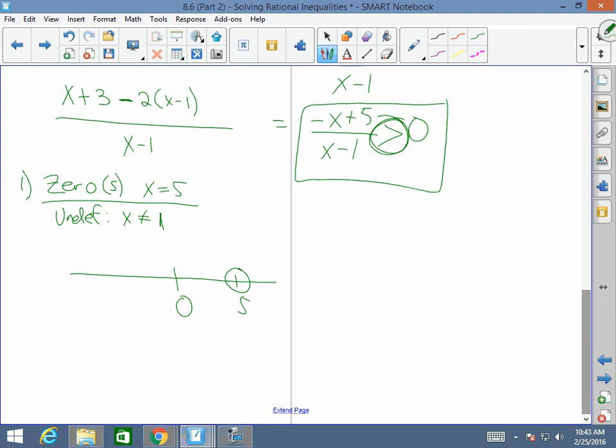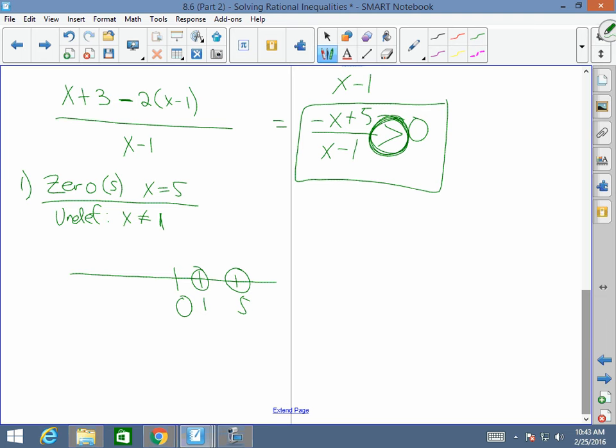And then my undefined value is 1. So I got a 1 here, and that is also an open circle. X cannot be 1 or 5 in this particular case. Why can't it be 5? That's the zero. It is the zero. But remember, it's greater than 0, this inequality, not equal to. Do you guys see the difference there?